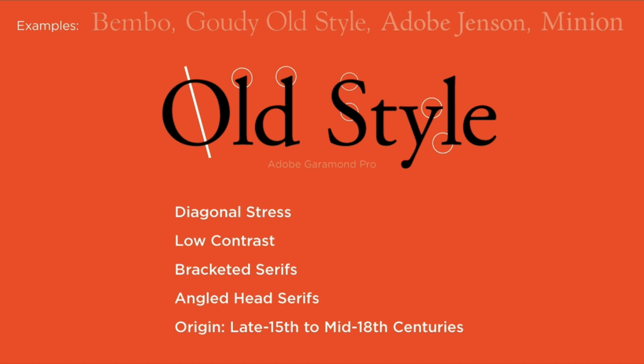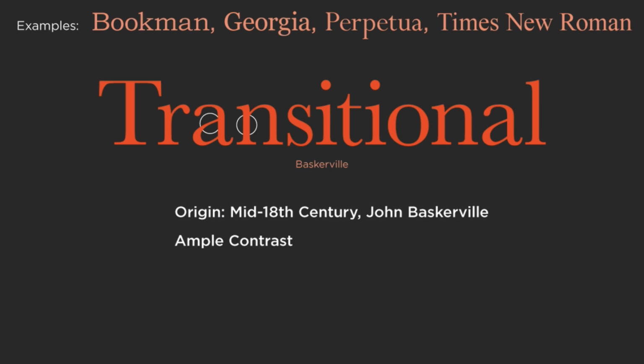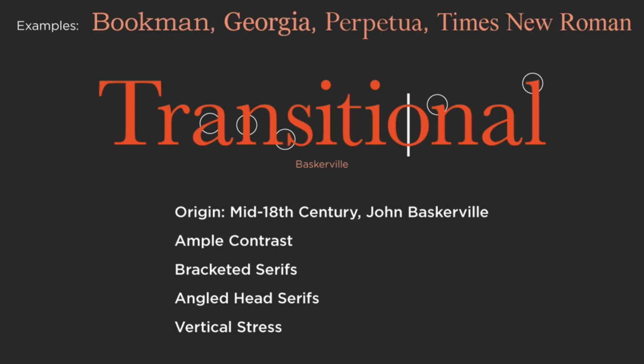inspired by that period. The Transitional serif style was established in the mid-18th century by British typographer and printer John Baskerville, when he pioneered new printing techniques that allowed for the consistent reproduction of more delicate strokes and subtler type features. Thus, Transitional is characterized by a greater contrast between thick and thin strokes, while maintaining bracketed serifs and angled head serifs. The stress in these typefaces is typically on the vertical.